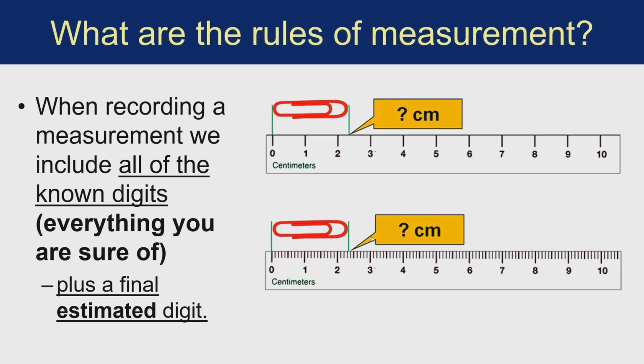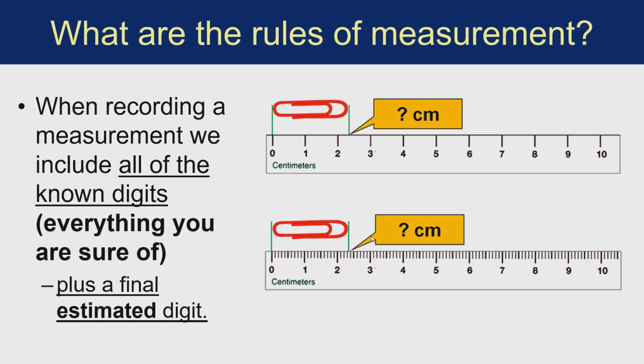So here is the first rule of scientific measurement. Essentially, when recording a measurement, we have to include all of the known digits, and known digits are things that we are sure of based on the measuring tool.